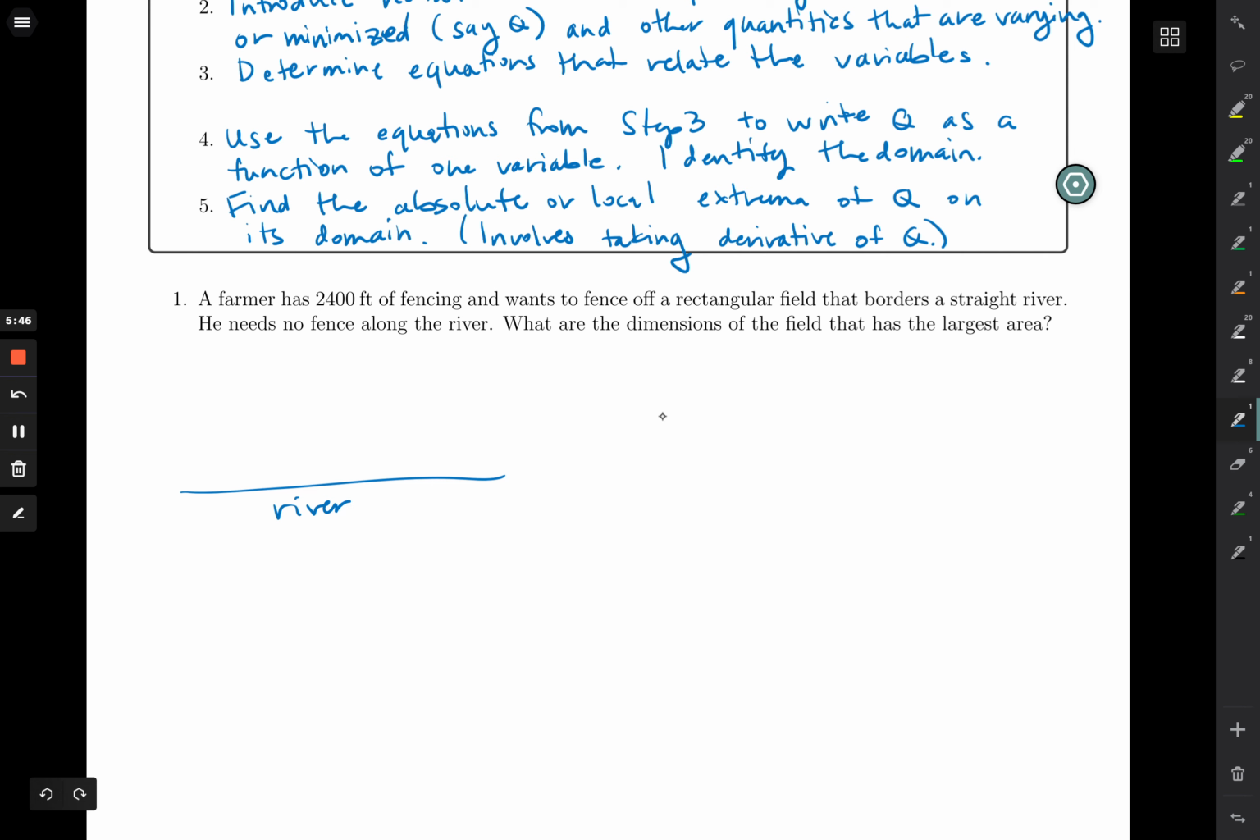So say this is our river here, a rectangular field like this, and the only parts, maybe I'll do this in a different color, that he needs fencing for is this orange part, right? So along the river, that part is not using any fencing. And then we want to maximize the area. It's asking for the largest area. So the thing that we want to maximize is the area, so we should label that with a variable. So this will be the area of the field.